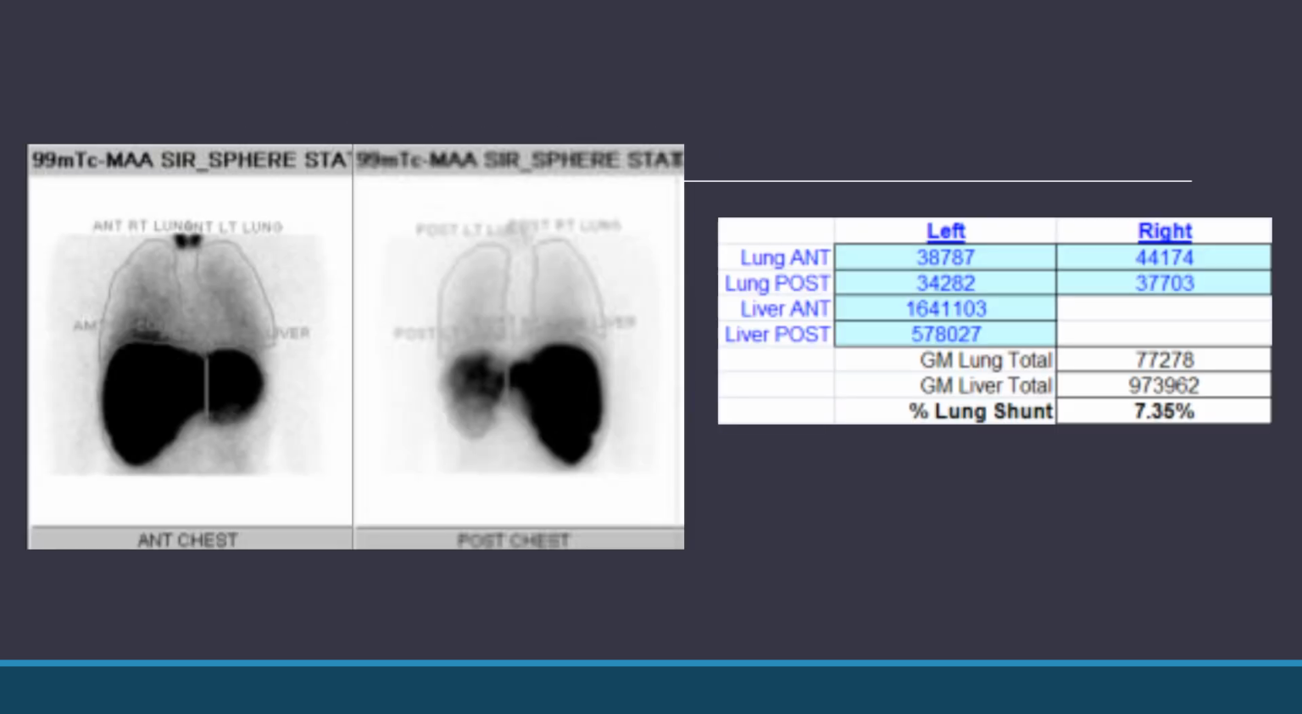So this is another example of what it looks like with those regions of interest drawn there on the lungs. And this is looking at the total activity anterior and posteriorly for the right and left lung, and then the anterior posterior activity of the liver. And it was calculated that the percent of lung shunting is 7.35%.